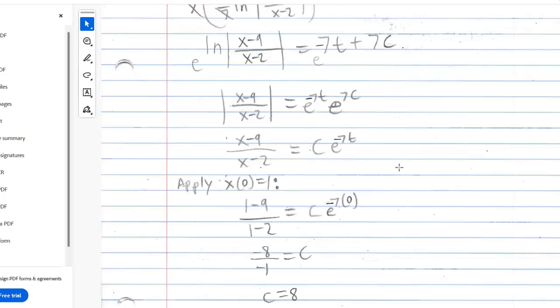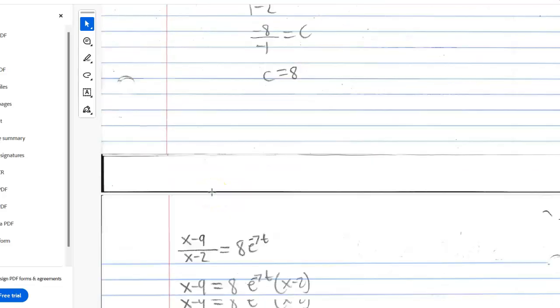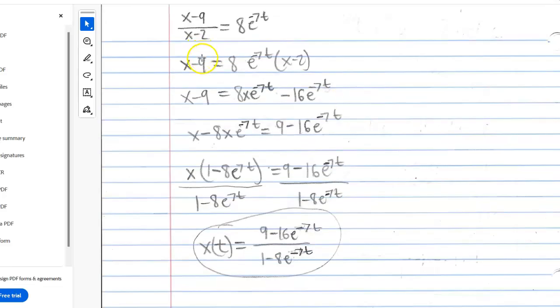Now we apply x of 0 equals 1, the initial condition, into the formula to figure out what c is. By doing so, we get c equals 8. Then we input c into the equation, giving us x minus 9 over x minus 2 equal to 8 e to the 7t. Then we do some cross multiplication to get x minus 9 equals 8 times e to the 7t times x minus 2.